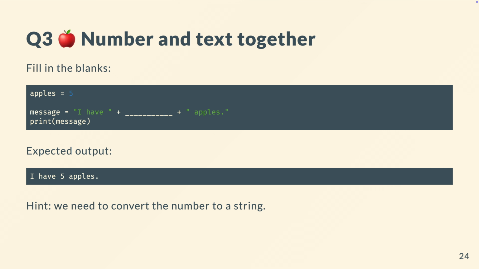Now your turn again. Apples equals 5 is an integer. The expected output is, I have 5 apples. What should go in the blank? You can't directly put the integer variable apple in the blank. Python would raise type error. The blank should be str of apples. In this way, the plus signs concatenate string with string. Then the program prints, I have 5 apples.